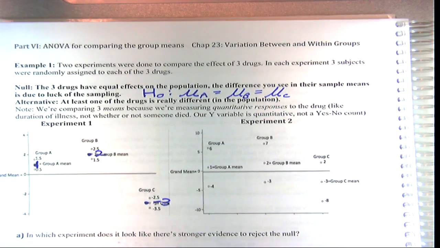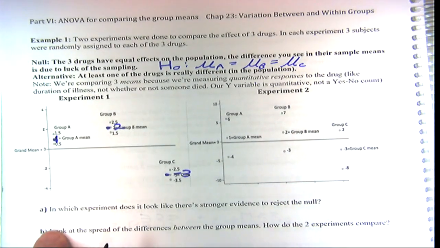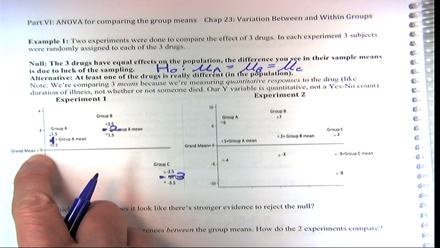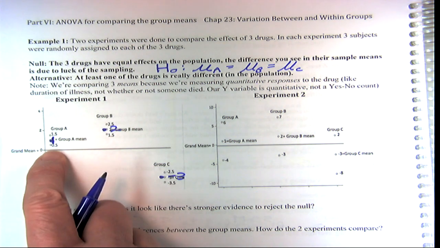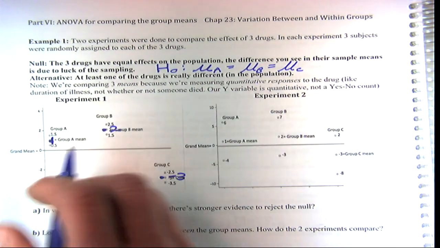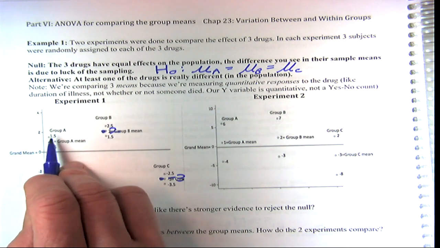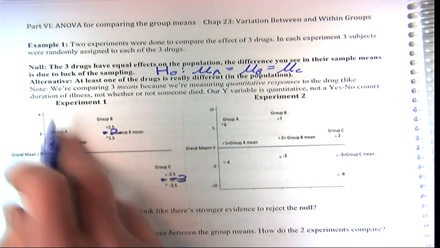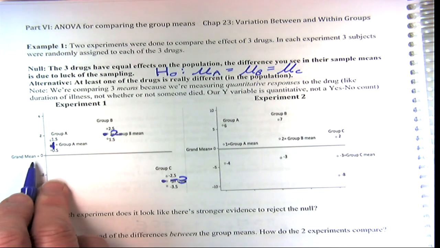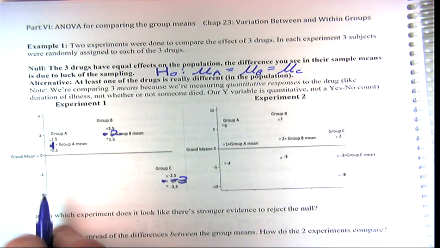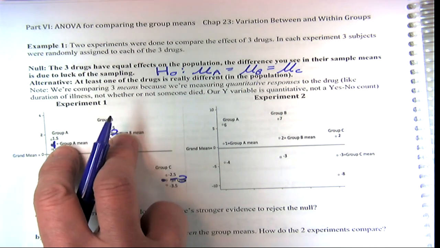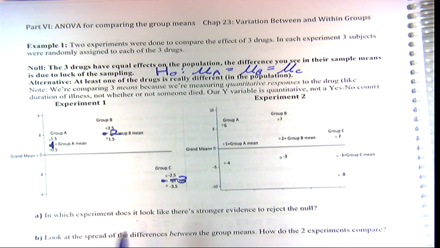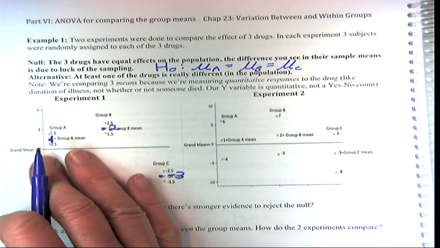And this is just some quantitative response. And this grand mean says, what is this? This is the average of all the subjects. So if you took all 9 and took their average, divided by 9, you got 0. I just made it simple. So these 2 groups are above average on some measure, and this one's well below average. That happened in our first experiment.